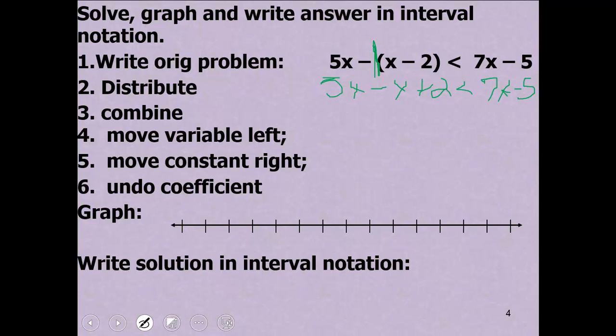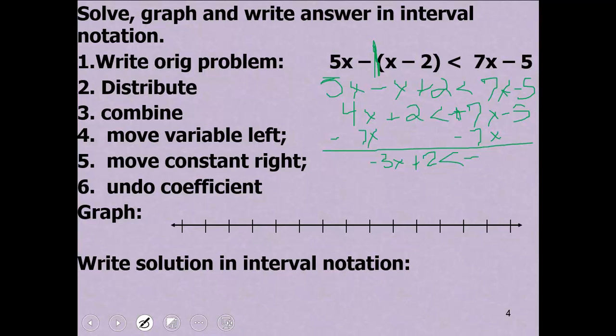I have like terms to combine on the left. 5x minus x gives me 4x plus 2 is less than, that's not a negative 7x, that's a positive 7x, minus 5. All right. I'm going to subtract 7x from both sides. So that gives me negative 3x plus 2 is less than negative 5.